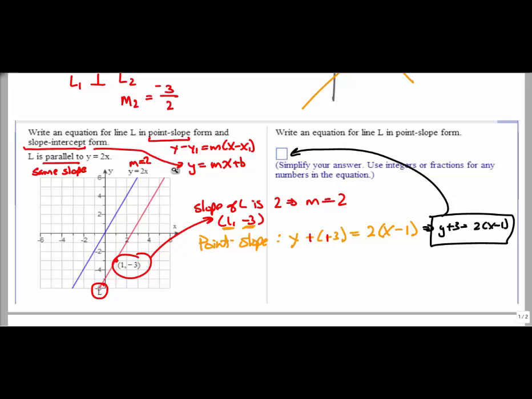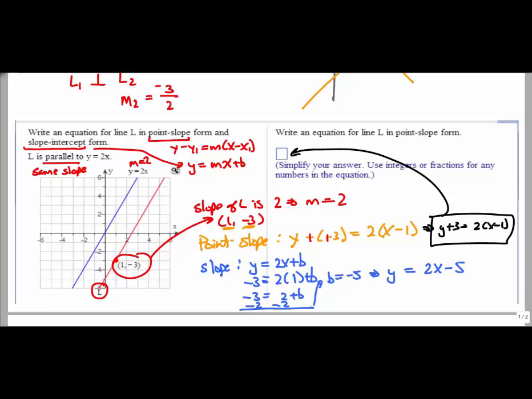Now slope-intercept form, last time I showed you to plug in your values to y equals mx plus b. m in this case is 2. And then what I can do is I know y is negative 3, x is 1, and then solve for b. So I have negative 3 equals 2 plus b, and I'd subtract 2 from both sides, and I get b equals negative 5. So I have y equals 2x minus 5.